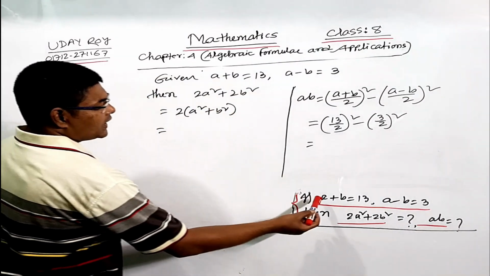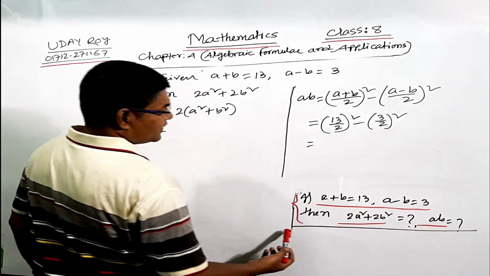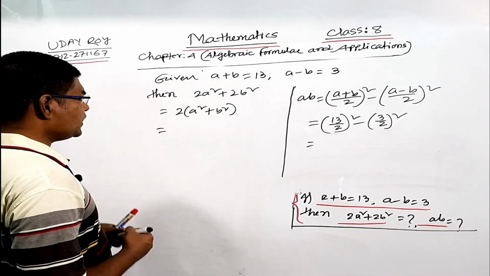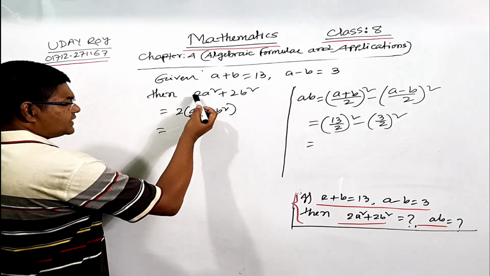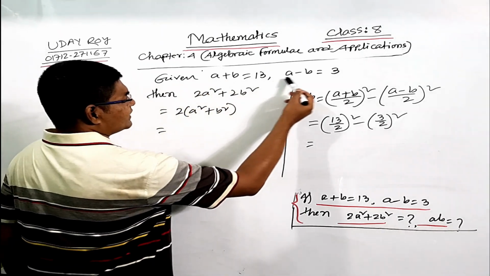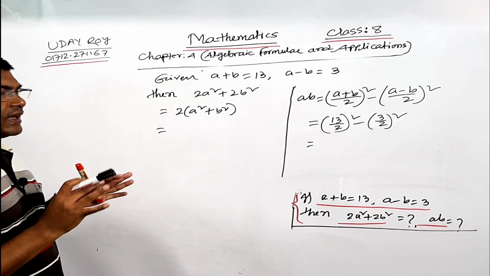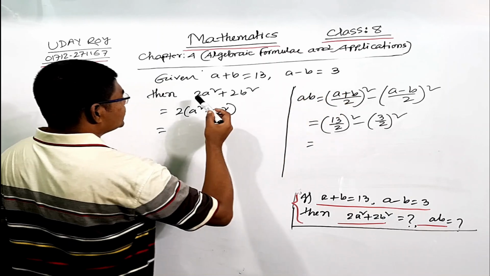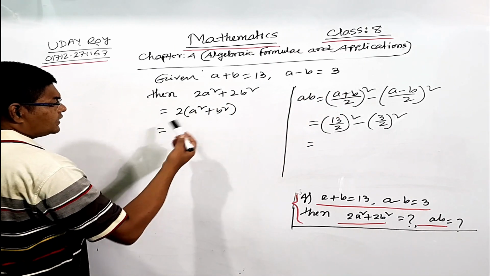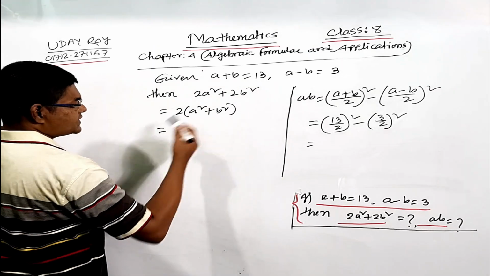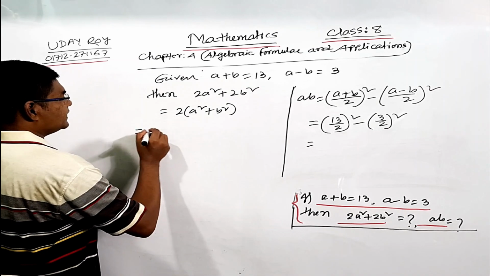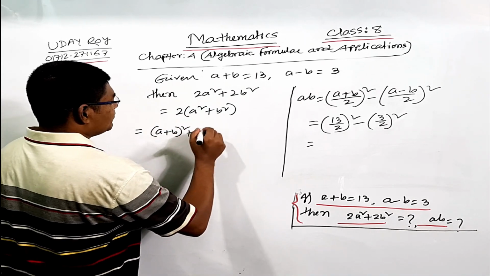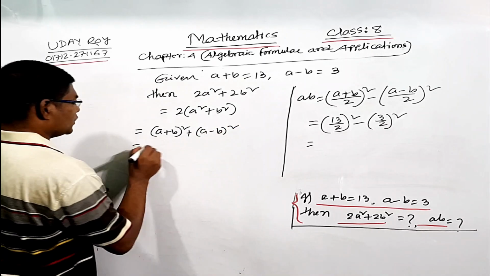So here it is given a plus b equals 13, a minus b equals 3. Determine 2a square plus 2b square, and ab. So we know the corollary. At first you have to see, I have written given. Given is essential for maths. So a plus b equals 13, a minus b equals 3. 2a square plus 2b square equals what? I have taken 2 common: 2 into (a square plus b square). So easily we can write 2 into (a square plus b square) equals (a plus b) whole square plus (a minus b) whole square.